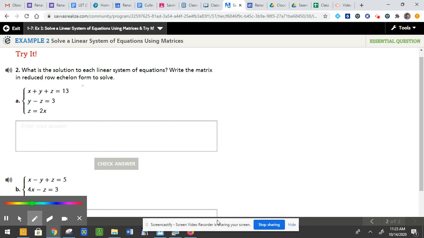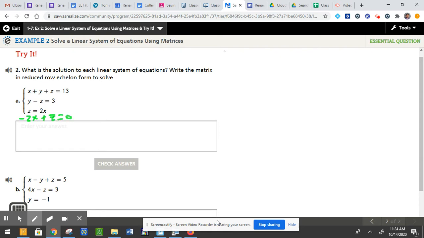So the first thing we're going to do is convert that system of equations into a matrix. The first thing to note here is that third equation, not in standard form. So we're going to subtract the 2x to the other side. You end up with negative 2x plus z equals 0.